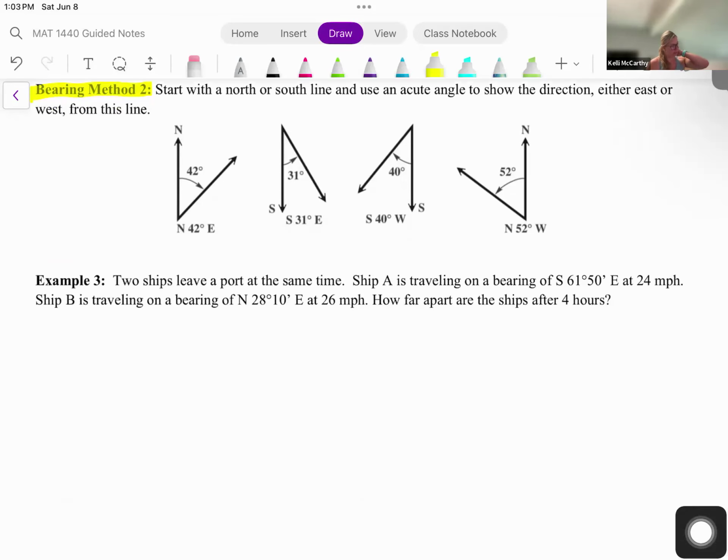So a similar example: two ships leave port at the same time. Ship A is traveling on a bearing of south 61 degrees 50 minutes east at 24 miles per hour. Ship B is traveling on a bearing of north 28 degrees 10 minutes east at 26 miles per hour. How far apart are they after 4 hours? So we're going to start by setting up the information given with the angles, and then we'll redraw that picture and add side lengths after that.